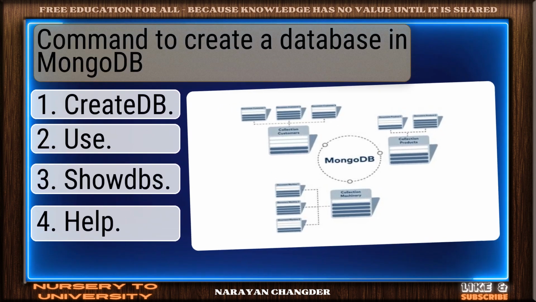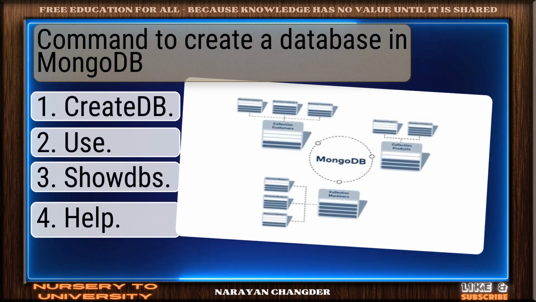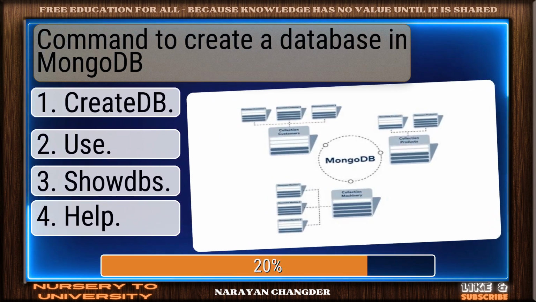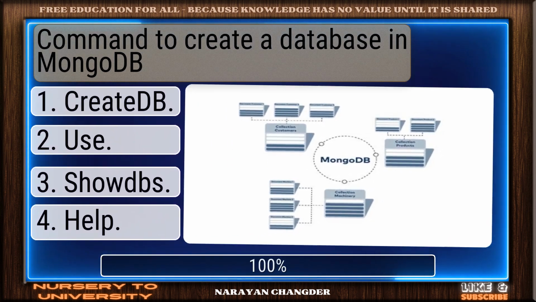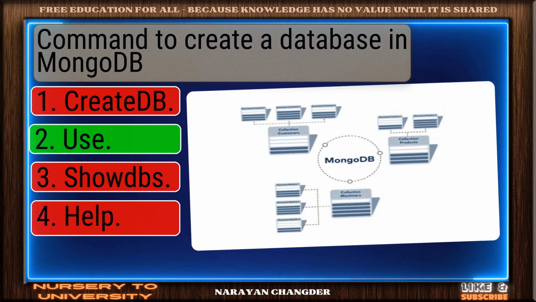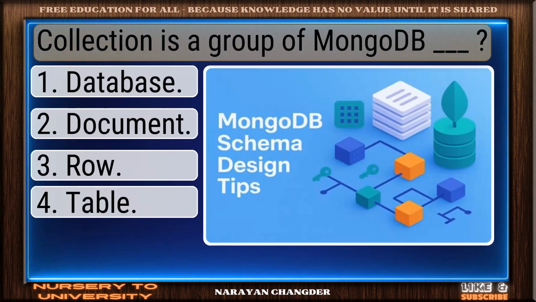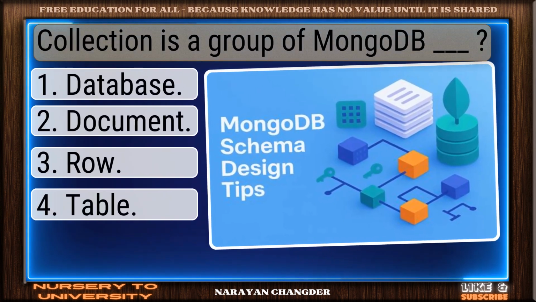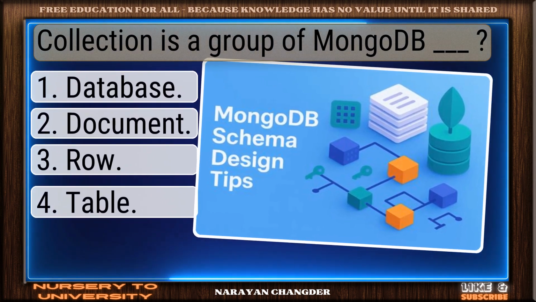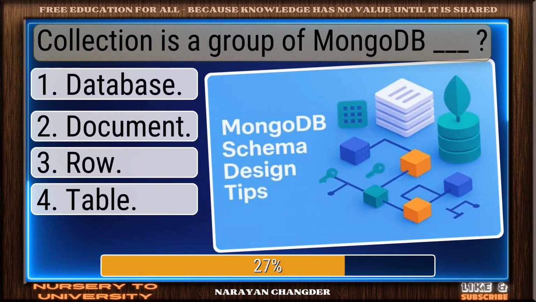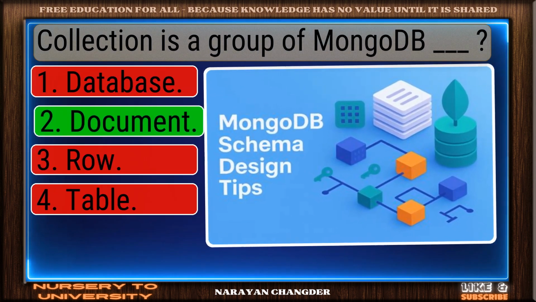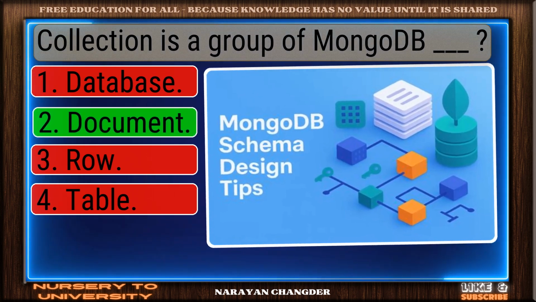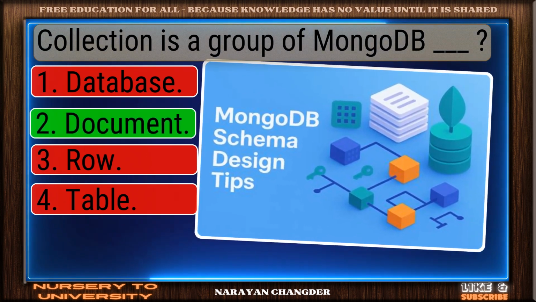Question number 37. Command to create a database in MongoDB. Correct. Use is the right answer. Question number 38. Collection is a group of MongoDB dash. Well picked. Document is the correct answer.